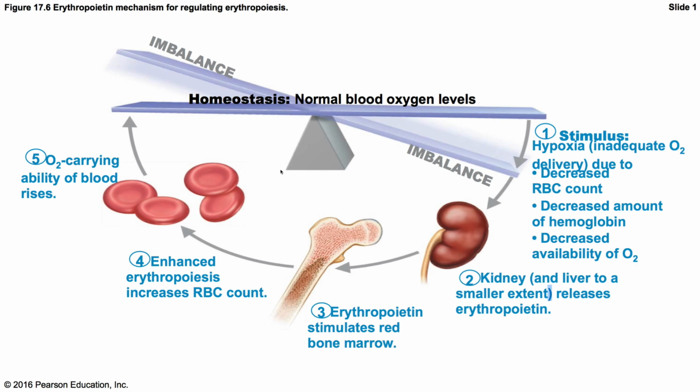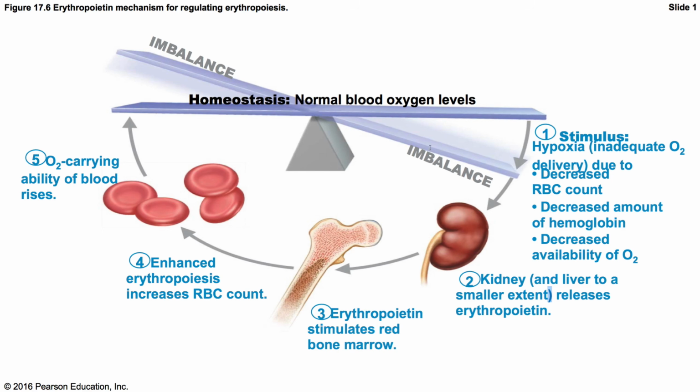So remember, this works on a negative feedback. The stimulus is hypoxia. Your body doesn't have enough oxygen. Specifically, you're looking at some of the cells in the kidney that are not receiving enough oxygen. When that happens, eventually the kidney will start to release erythropoietin, or EPO. EPO is going to stimulate the production of red blood cells. As the red blood cell count increases, it's going to start carrying more oxygen. As more oxygen is carried, that's going to cut off this production of EPO. In other words, you end up getting homeostasis back.